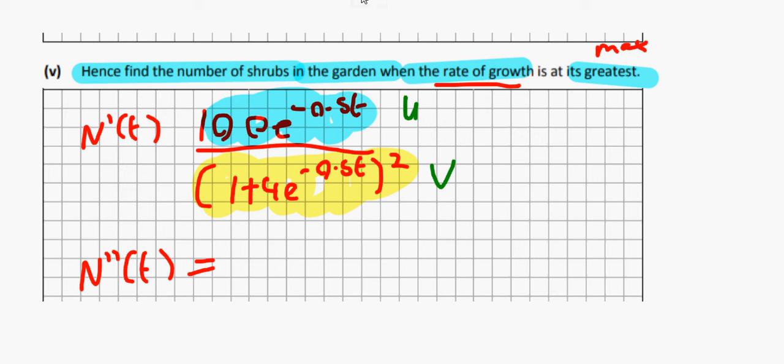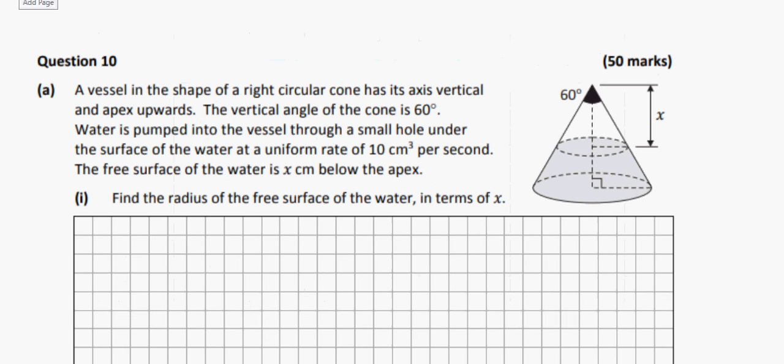You're going to differentiate that. You're going to put it equal to 0, and you're going to find the variable for the number of shrubs. Is that alright, guys? It's a quotient rule using those two numbers. I won't engage with it, it's too much time. Okay, next one.